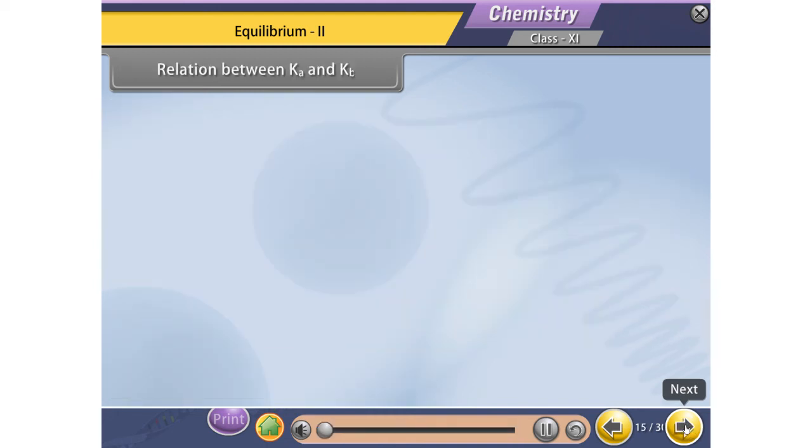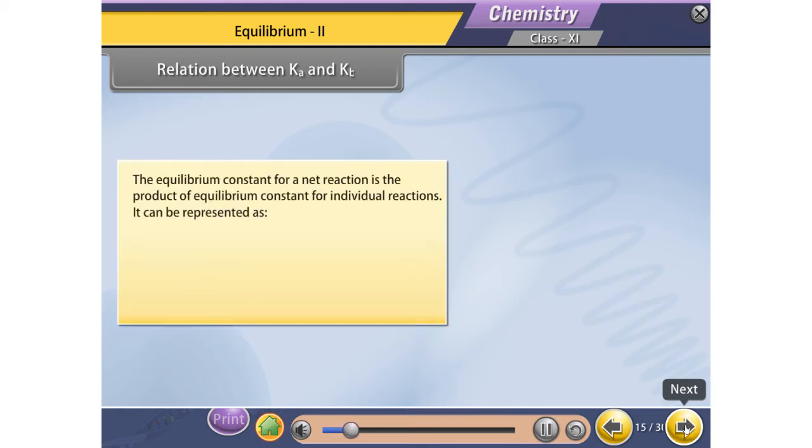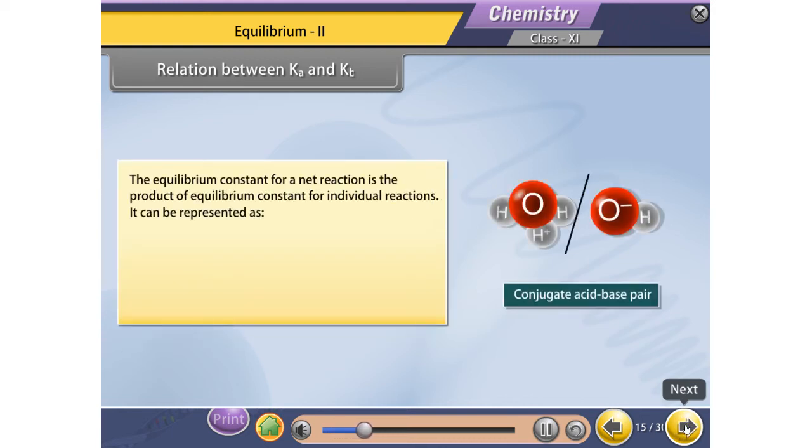Relation between Ka and Kb. The equilibrium constant for a net reaction is the product of the equilibrium constants for the individual reactions. It can be represented as K net equals K1 times K2 times K3, and so on. For a conjugate acid-base pair, Ka times Kb equals Kw.